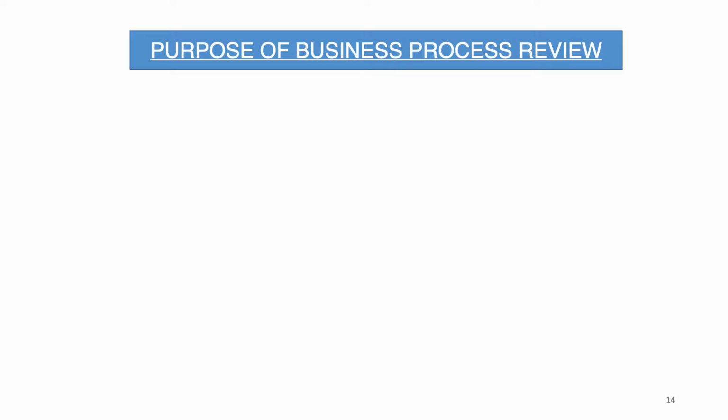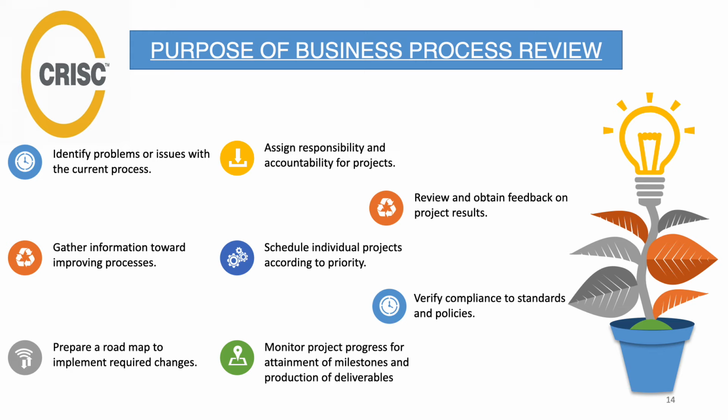Understood. So what happens in any organization? It should have an ongoing plan for continuous improvement. In a competitive environment, any change to improve upon a process can provide an edge a company needs to survive and ultimately thrive. So a good business process review template is a valuable first step in the plan. Let's discuss these steps. First, identify problems or issues with the current process. Gather information toward improving the process. Prepare a roadmap to implement required changes. Assign responsibility and accountability for the project. Schedule individual projects according to the priority.